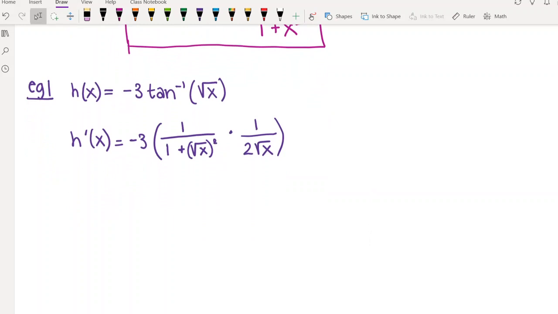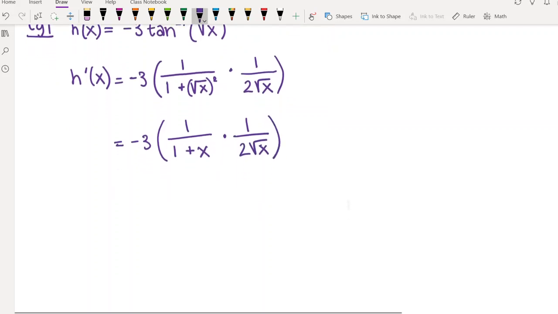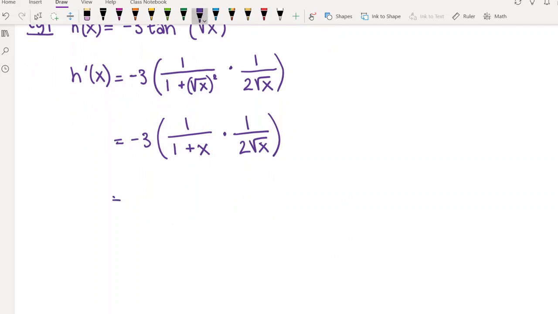Okay, so this one we can do a little bit of simplification. So we end up with -3 times, so this first one is 1 over 1 plus x now, right? Because the square root of x squared gives you x. And then here we have 1 over 2 root x. And so now we can just multiply all this stuff together.